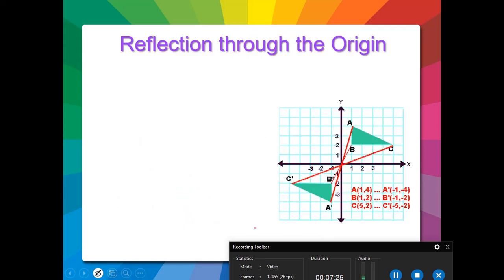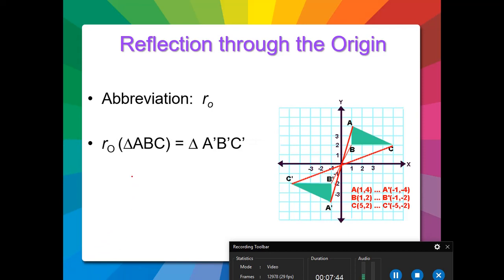We can also reflect through a point instead of over a line. So this one is a reflection through the origin. So the abbreviation will still be lowercase r, but they'll use an O for origin. They might even put the ordered pair 0, 0 there. So that's how we read the shorthand notation, reflect triangle ABC through the origin.